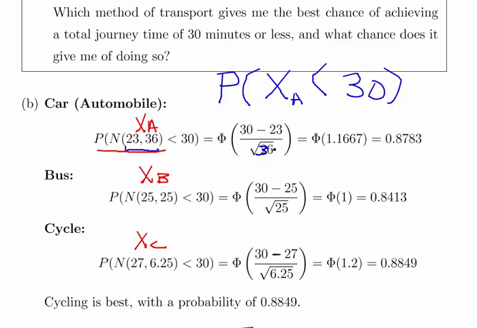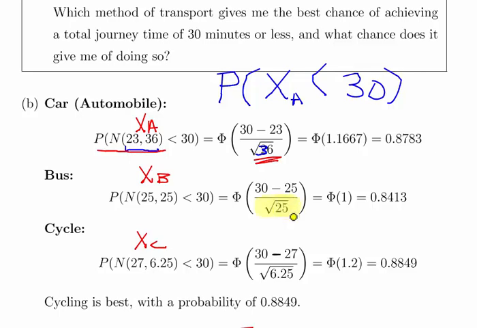And then we divide by the square root of the variances, that is, we divide by the standard deviations. The square root of 36 is 6. So here we're dividing 7 by 6, and we get a Z score of 1.667. When we get the corresponding probability for that, we end up with a probability of 0.8783.